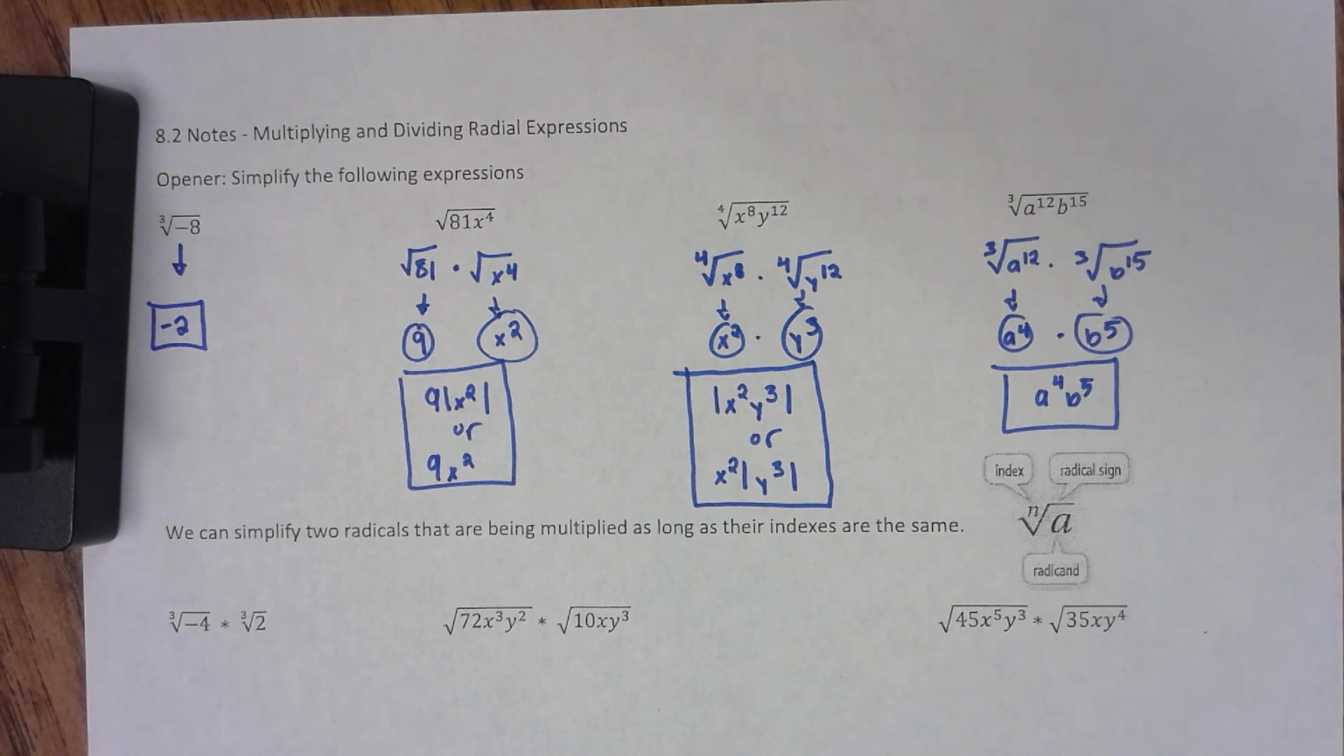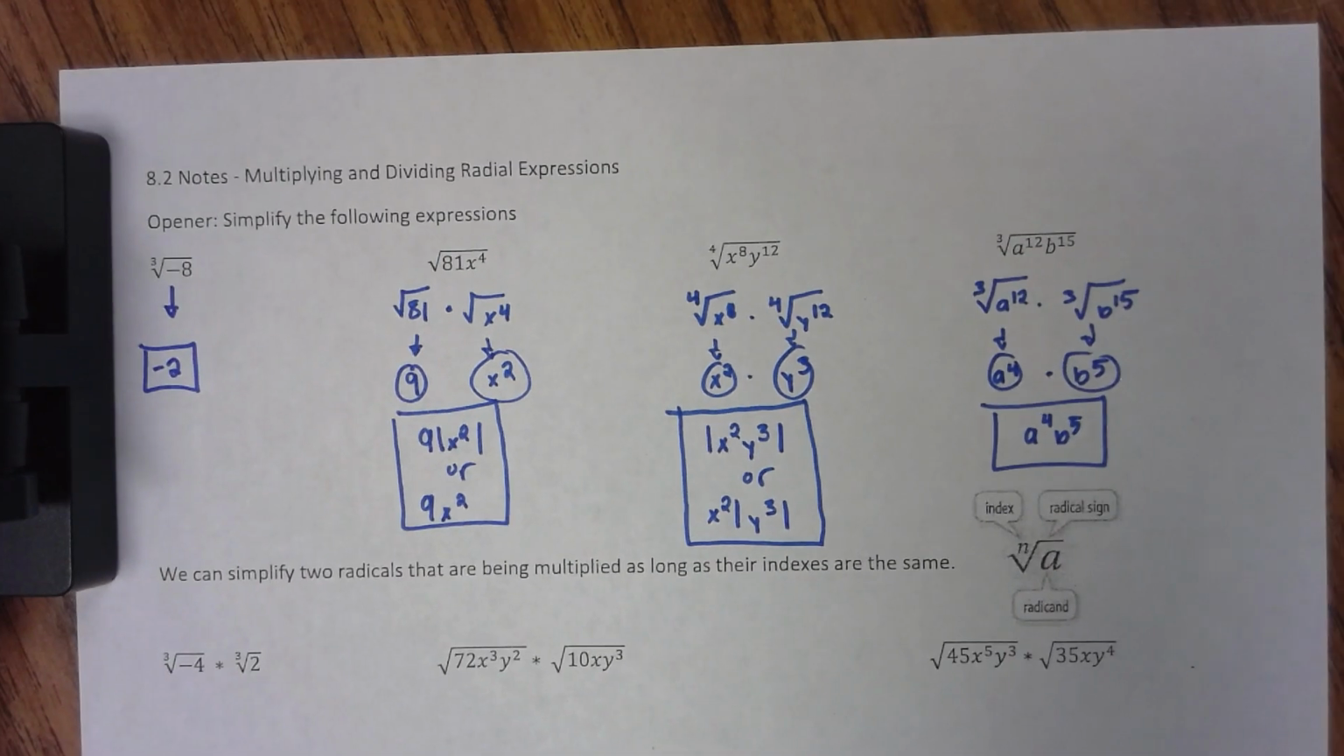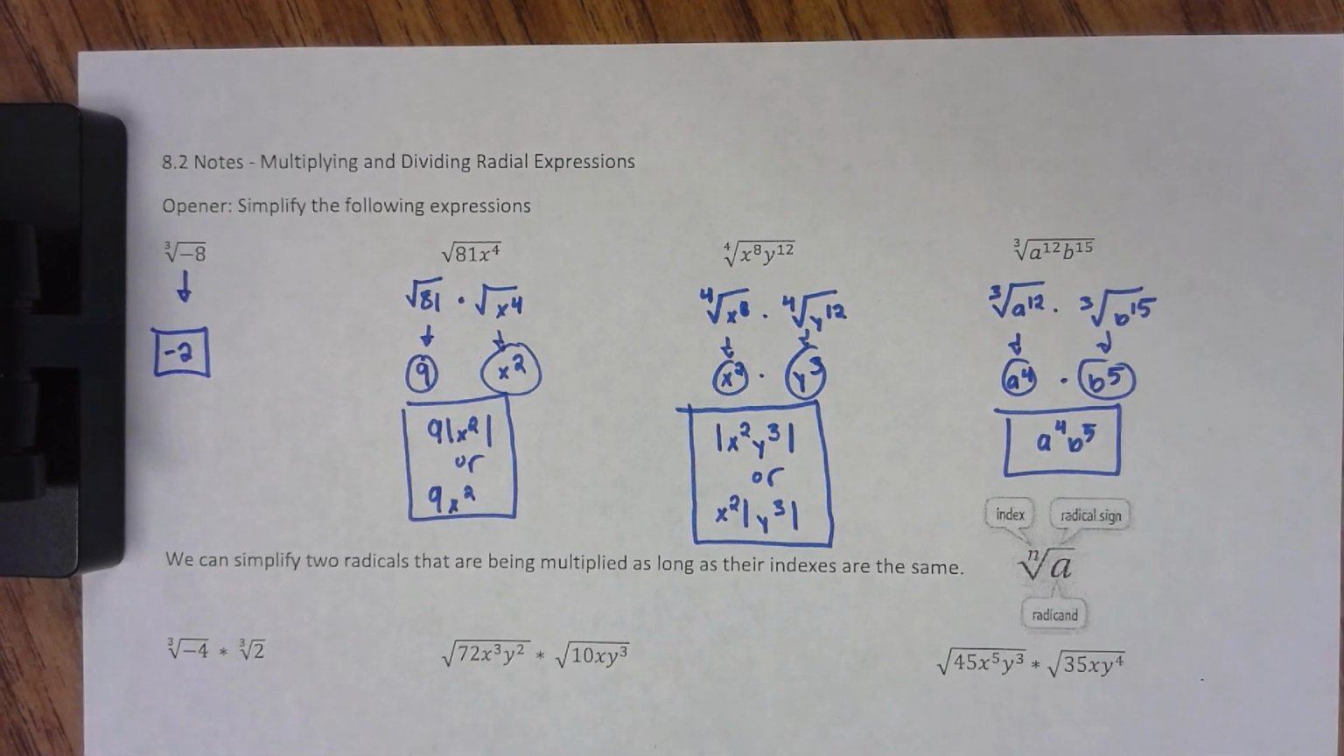All right, and then the last one with the cube root there, 12 divided by 3 gives me a to the fourth. 15 divided by 3 gives me b to the fifth. No absolute values needed because we're dealing with odd roots there. All right, well, any questions with how I got any of those simplified expressions?